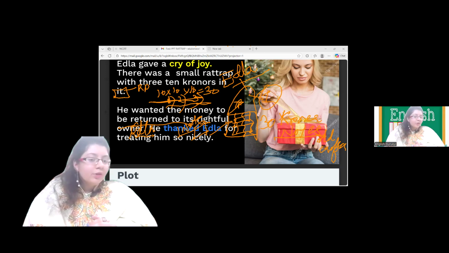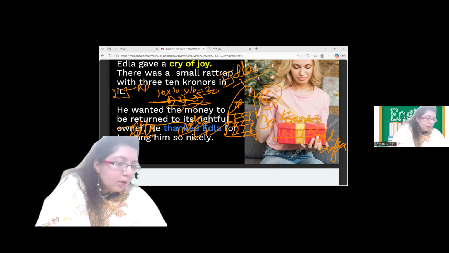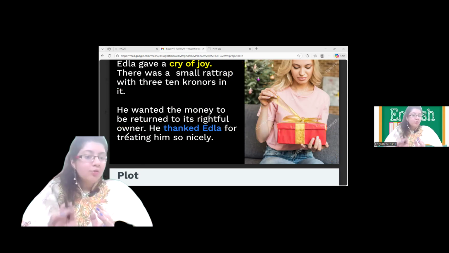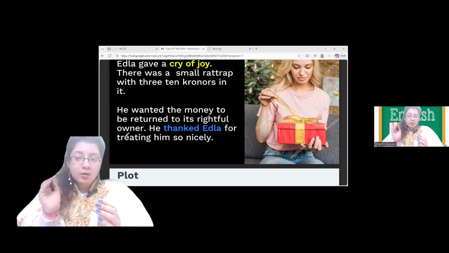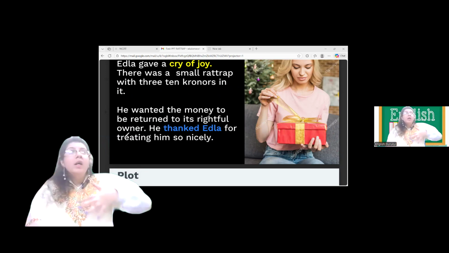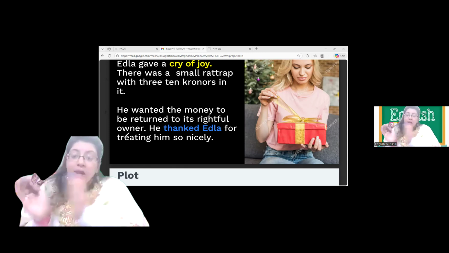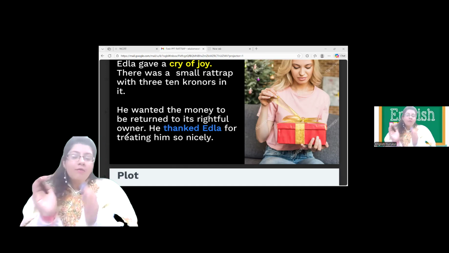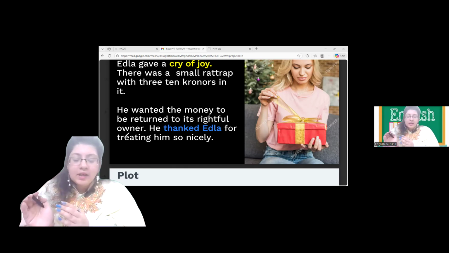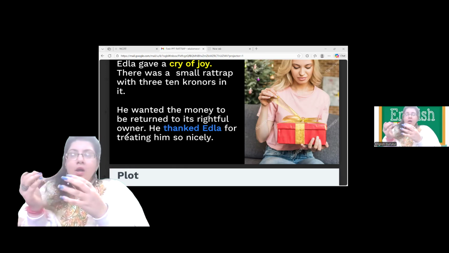So he wanted the money to be returned to its rightful owner. He wanted the old crofter to be given those 30 kroner notes, because he was transformed. We get to see there's this metamorphosis that happens in this chapter. That is because of Edla, because of the kind-hearted, soft, tender nature that Edla possesses. It can actually transform a criminal into a good human being.